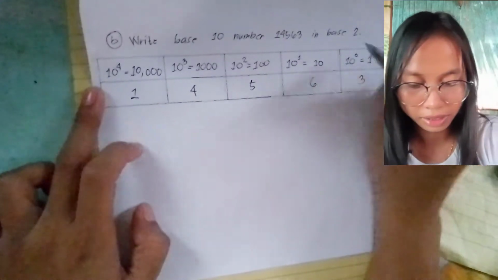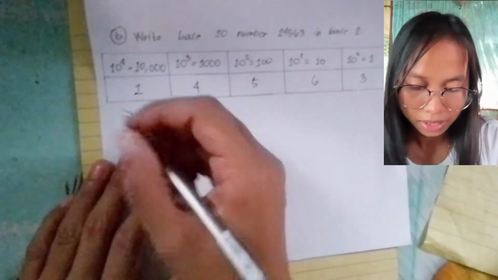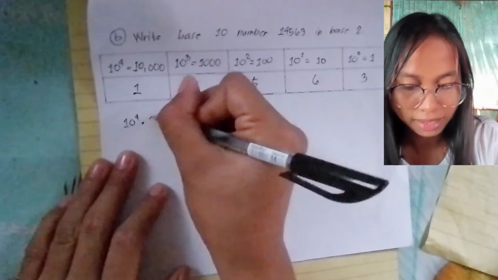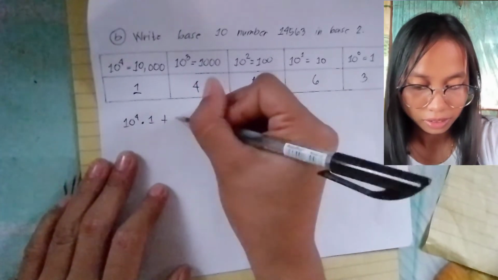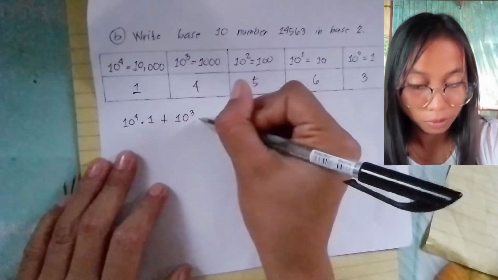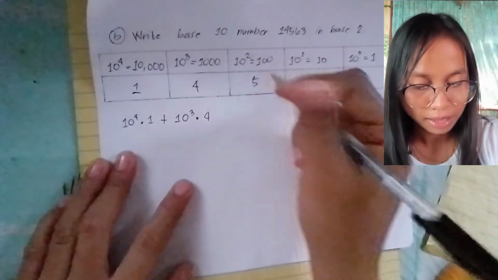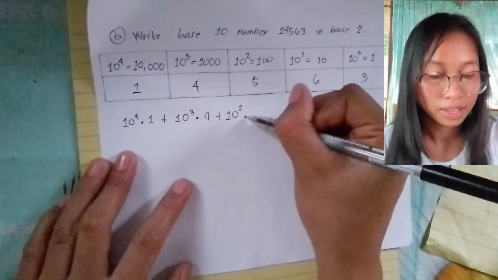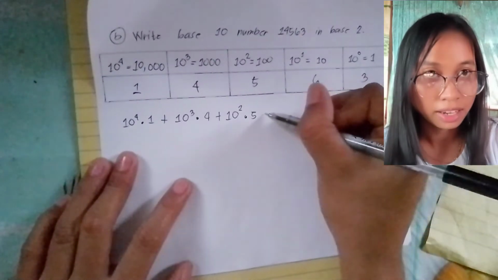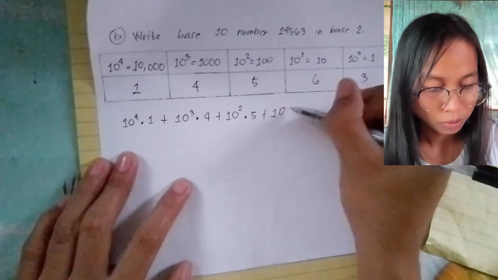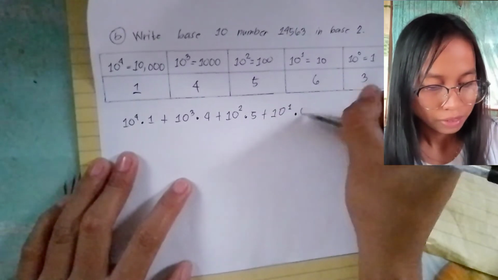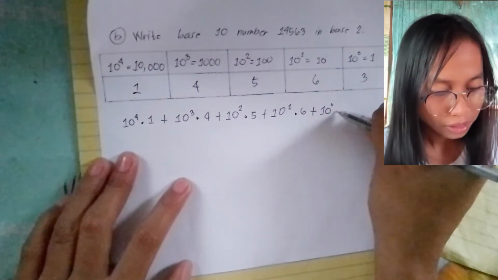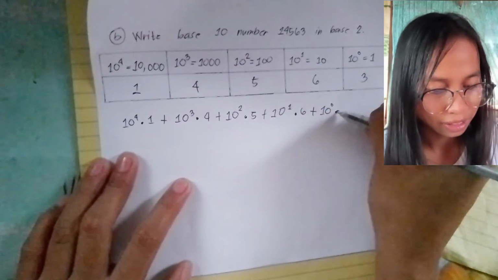So again, separate. Simplify. 10 to the 4th power times 1 plus 10 to the 3rd power times 4, and then plus 10 squared times 5 plus 10 raised to the power of 1 times 6, and then 10 raised to the power of 0 times 3.